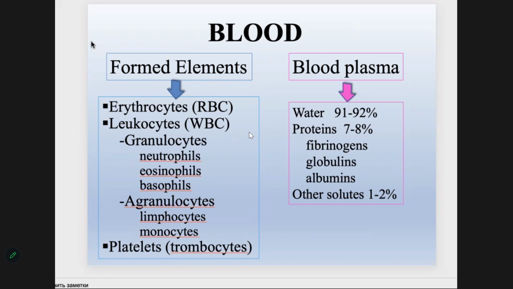And now we'll start to speak about the formed elements of the blood. Formed elements of the blood include cells, leukocytes, and postcellular formations, structures without nuclei, such as erythrocytes and platelets or thrombocytes. So formed elements are subdivided into three main types: erythrocytes, leukocytes, and platelets, another name thrombocytes.